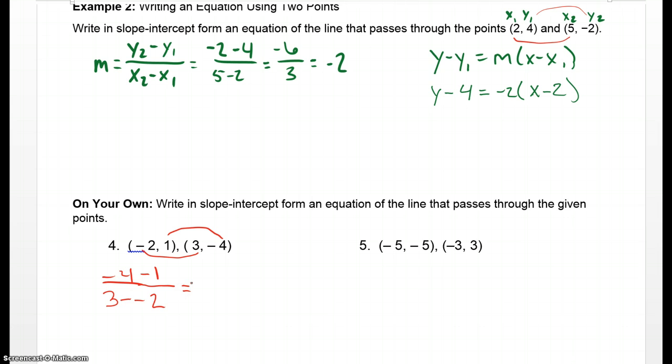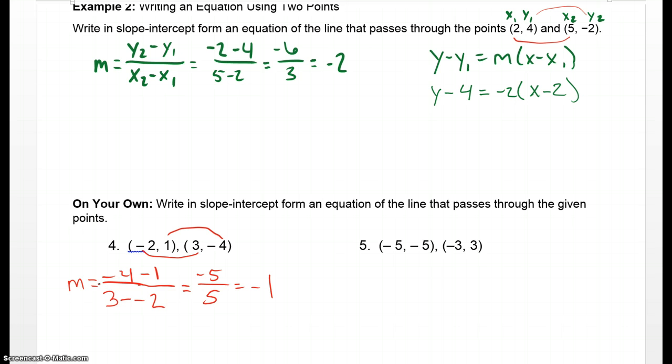Now some of you might think, what? How do I know which one to do first? We're following this equation. This is just another kind of visual to help you understand what we're doing. We're taking this y, subtracting that one in the numerator. We're taking this x, subtracting that one in the denominator. So negative 4 minus 1 is negative 5. 3 minus negative 2 would be plus, so that's positive 5. So that slope, let's write the m equals out front, is negative 1.